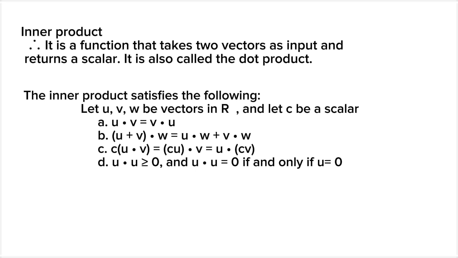This property is expressed as c(u · v) equals (cu) · v and equals u · (cv). And the last but not the least property is the non-negative property. This property is expressed as u · u is greater than or equal to 0, and u · u equals 0 if and only if u is equal to 0.